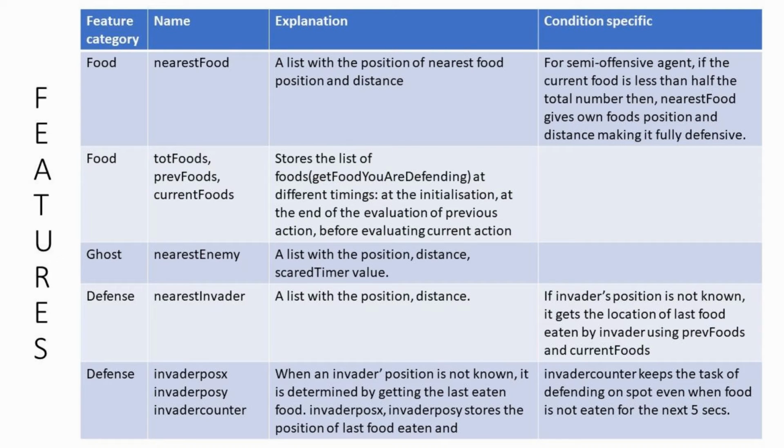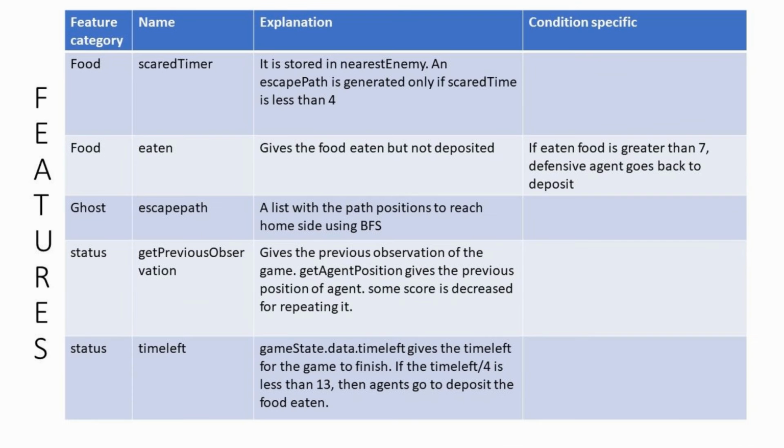Top food, previous food, and current food give a list of food at different times. Invader POSIX is used to store the position of the last food eaten by an invader. Scared path is used to check if escape from a ghost is required. Eaten gives the non-deposited food. Escape path gives the path to home using BFS. Get previous observation gives the details of previous games.